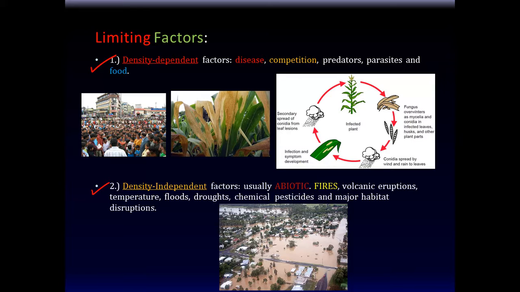Examples of density independent factors, and these are usually abiotic, you'll see, are fires. Fires will affect a forest, and it doesn't discriminate whether that area is populated or not populated. Volcanic eruptions, floods, droughts, or earthquakes, these all do damage indiscriminately to the environment. So there are factors that are density independent. So, density dependent factors and density independent factors.